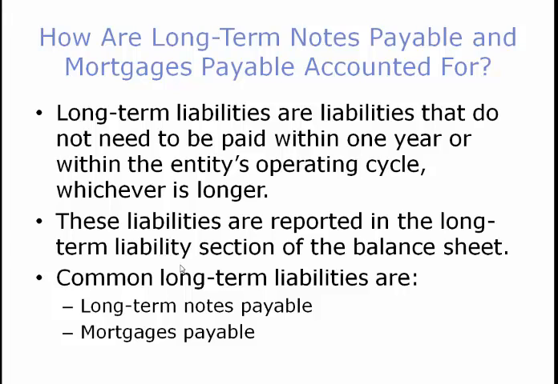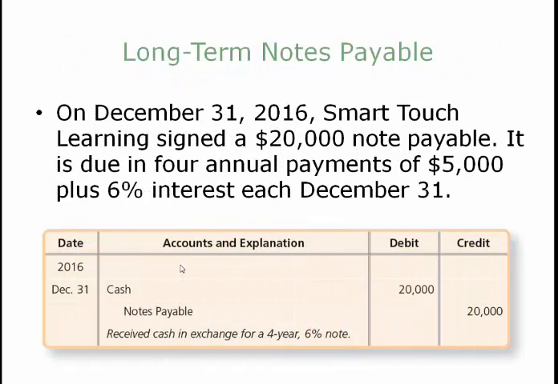The notes payable would be like a car note for us individually, where we pay a certain amount of principal and a certain amount of interest on every payment. And the same thing with mortgage payable. It might be a car or a house note where you pay a certain amount of principal and a certain amount of interest. And you use something called an amortization schedule.